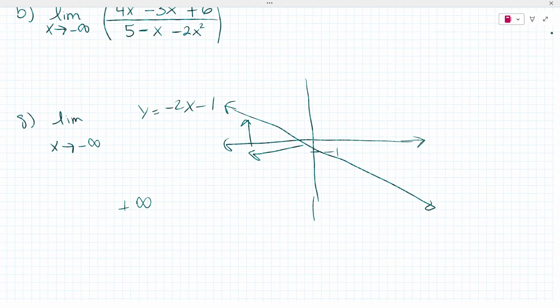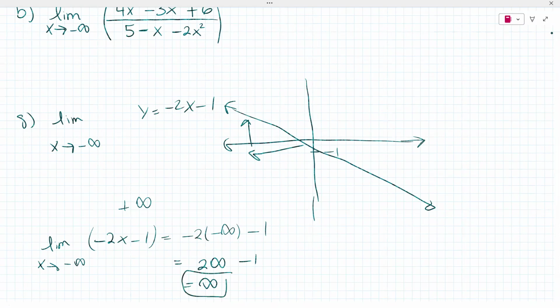You could also have done this. You could say the limit as x approaches negative infinity, and then you just replace x with negative infinity. That would be negative 2 times negative infinity minus 1. Negative 2 times negative infinity is 2 times infinity minus 1. What's a very large number minus 1? It's still infinity. Yeah, you could have just plugged it in and it would have worked.